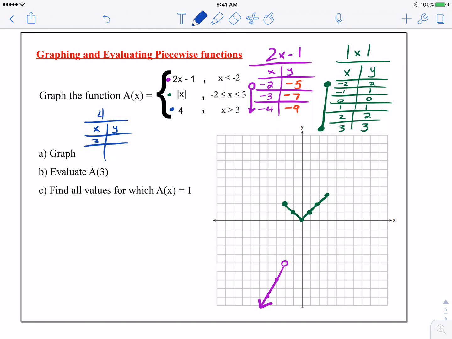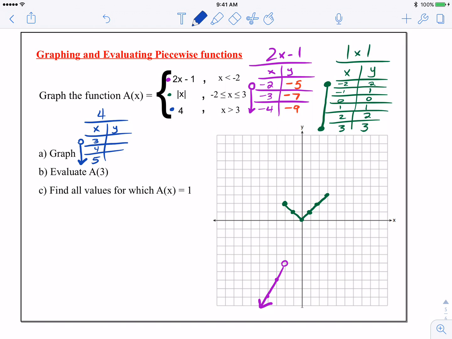So I'm going to start at 3, and I'm going to put 2 values above 3, because the rule here is x has to be greater than 3. So just like with the top function we did in purple, I'm putting 3, even though it's not included. I'm just going to represent it with an open circle. Goes on forever in the positive direction, so an arrow on the other side.